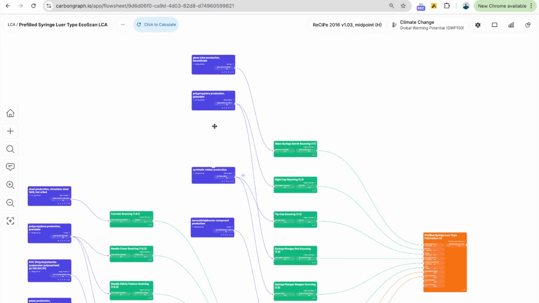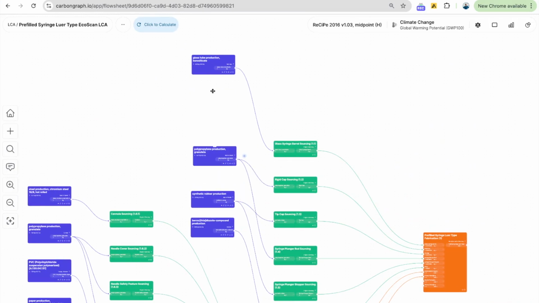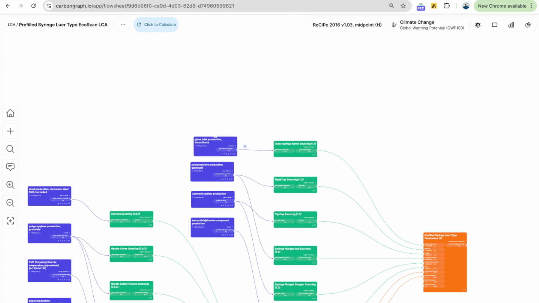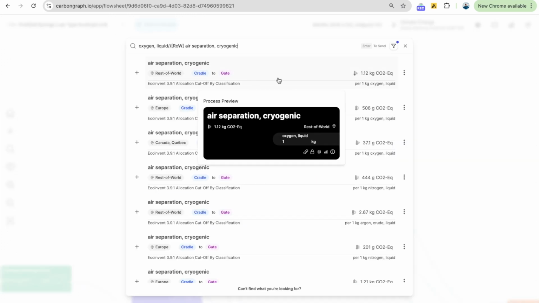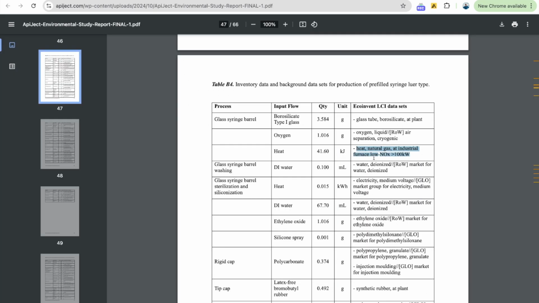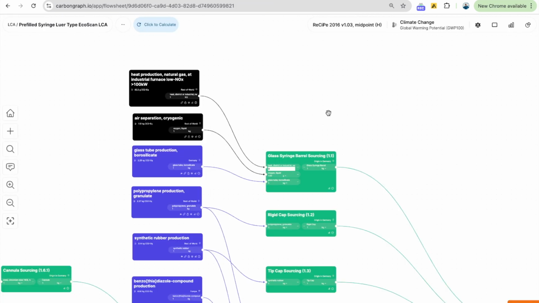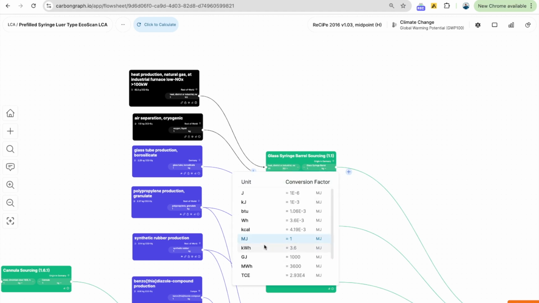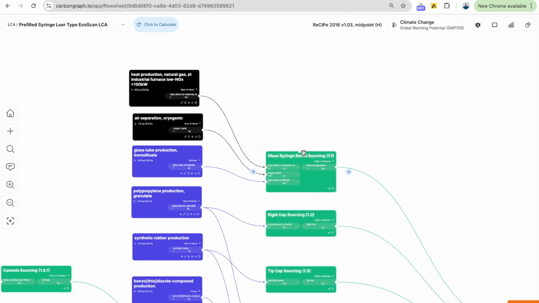There were a couple of things I had to tidy up. Sometimes we grabbed a national or regional value when the study used rest of world or global average. But basically, the work here of tidying up was to just confirm the inventory values and start organizing the cards into the kind of subcomponents and subassemblies of the actual syringe and needle and packaging.